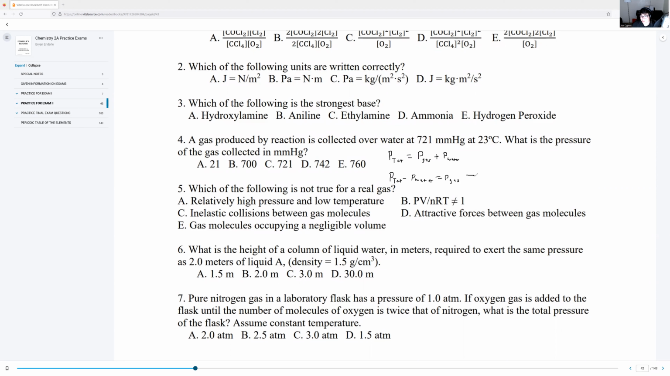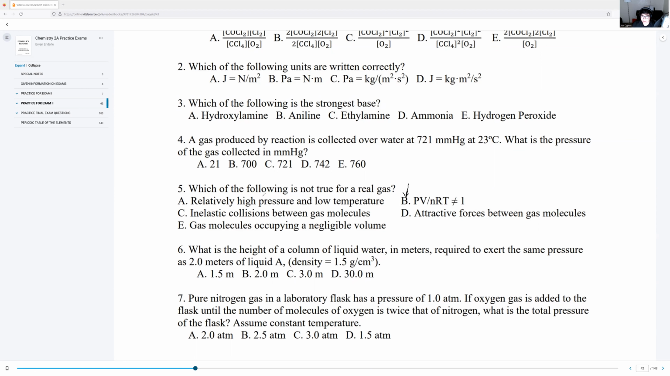All right. 5, it says, which of the following is not true for a real gas? Relatively high pressure and low temperature. PV over nRT is not equal to 1. So we're seeing which one's not true. So this one is true, B, because your PV equals nRT expression no longer holds, and so you're going to have to use the van der Waals equation instead. And so the P and V terms change.